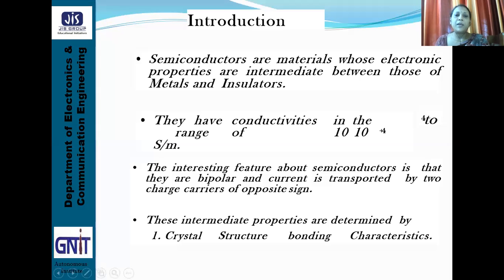So what is a semiconductor? Semiconductors are materials whose electronic properties are intermediate between those of metals and insulators. So its conductivity lies between that of a metal and an insulator. The interesting feature of semiconductors is that they are bipolar, and current is transported by 2 charge carriers, that is, electrons and holes of opposite sign. The intermediate properties are determined by the crystal structure and bonding characteristics.